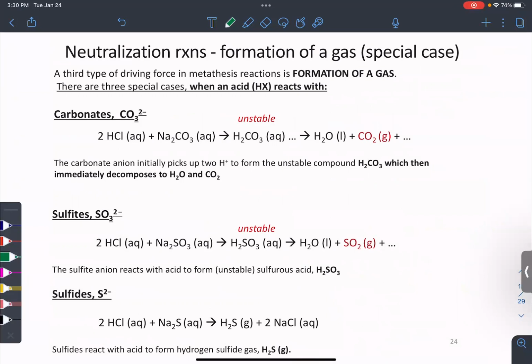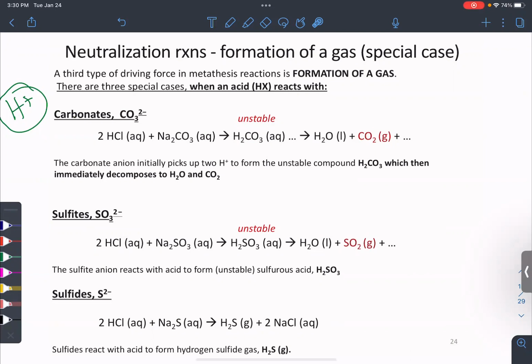So in all of these examples, we're taking an acid like H+, and we're reacting it with some type of anion. When H+ reacts with carbonate, you form H2CO3, which is carbonic acid. The name isn't important. What I want you to know is that carbonic acid is really unstable. It will immediately decompose into water and CO2. So the driving force in this reaction is actually the formation of CO2. That gas is pushing that reaction forward.